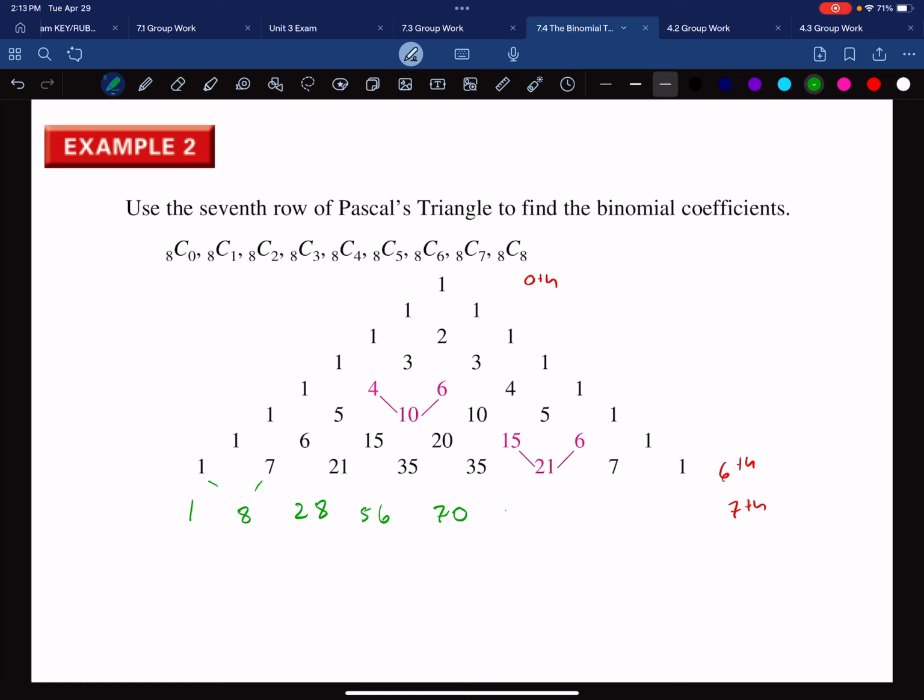35 plus 21 is 56, 28, 8, and then end with a 1. All right, and that corresponds to these combinations.